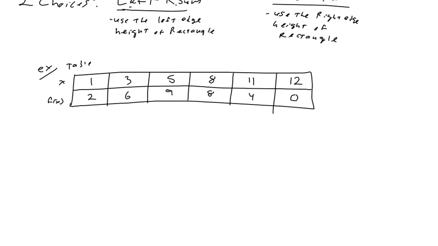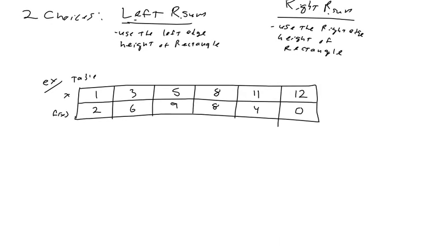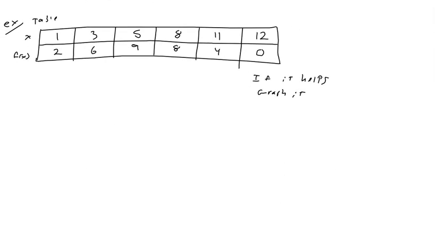I want to find the left Riemann sum. I want to approximate the area under the curve using the left edge, and then I want to do it with the right edge and see what the differences are. So if it helps you, you can draw a graph of this. If it's helpful for you visually to see what's going on, just make a quick graph.